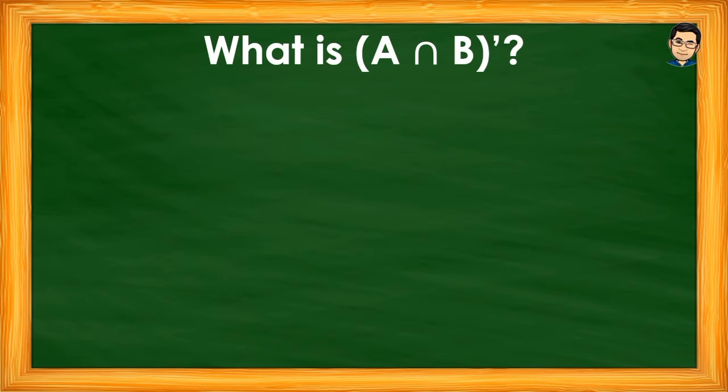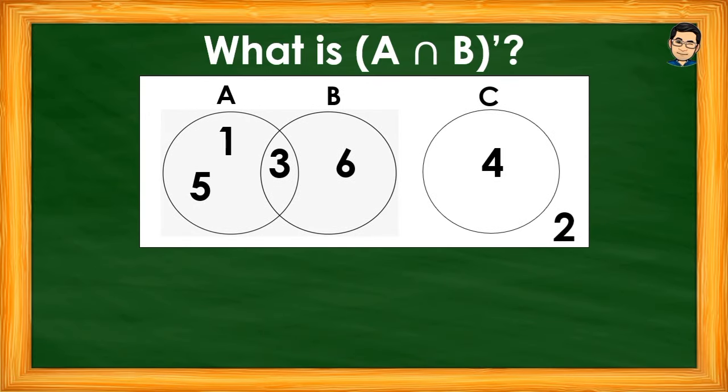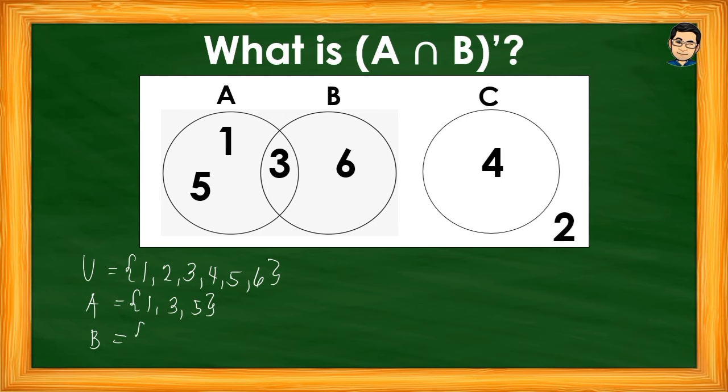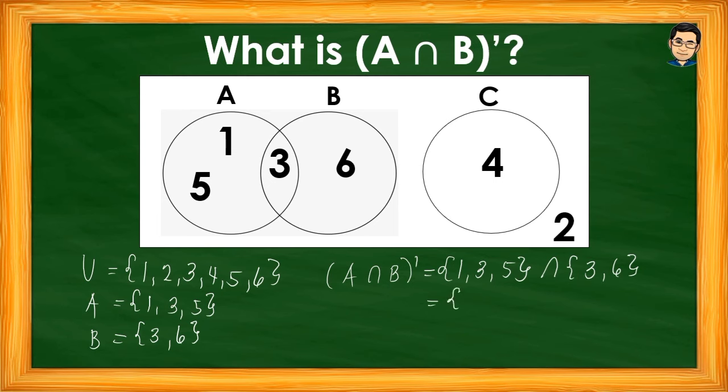What about A intersection B complement? Okay, so kukunin muna natin dito yung common elements ng A tsaka B bago natin kunin yung complement. Okay. So, again, yung universal set natin, elements yung 1, 2, 3, 4, 5, and then 6. Elements ng A, 1, 3, and then 5. Then, yung B naman, elements niya, 3, 6. So, yung common element ng A tsaka B is 3. Okay. Pero, sulat muna natin yung mga elements ng A. 1, 3, 5. Intersection, 3, 6. So, again, yung common element ng A tsaka B is the element 3.